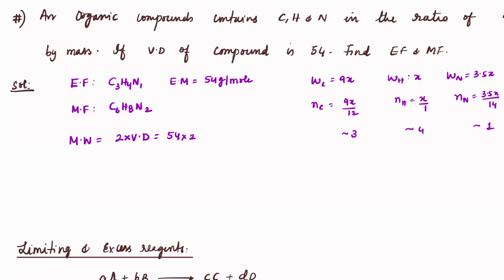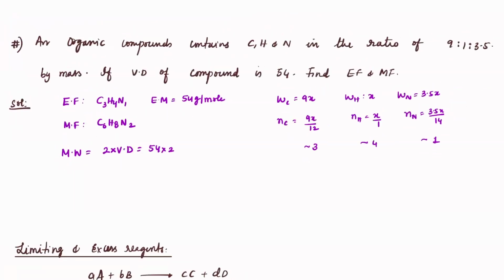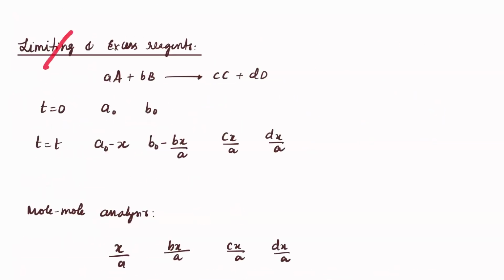I guess this part is clear. Yes. Now let's understand the term: what are limiting and excess reagents? For example, if I have a chemical reaction, and you know how to read it, A, B, C, and D are moles. These are reactant moles. These are product moles.